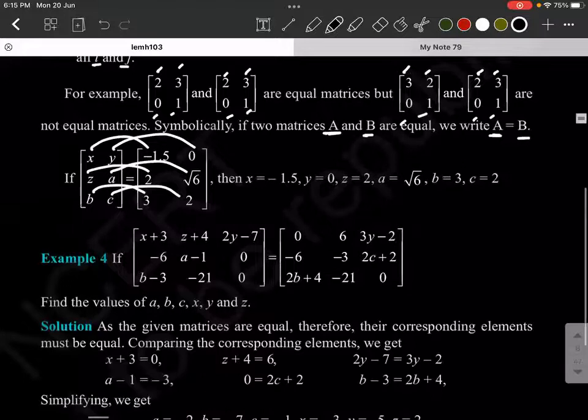So let us take this example 4 and then solve. You guys do it first.